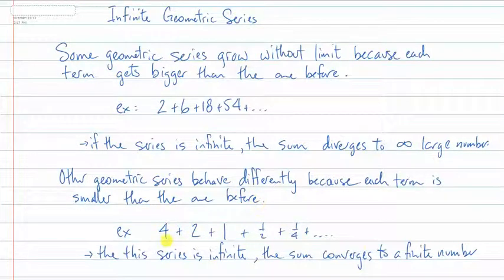Now, other series behave differently, and that's because each term gets smaller than what was there before. Here's an example. 4, 2, 1, half, and so on. Each of these terms is fairly small. So even though this series is infinite, the sum will converge, or head to, a finite specific number.